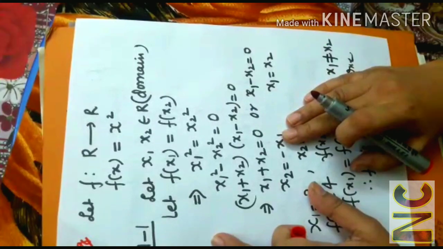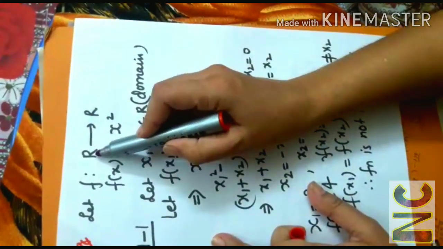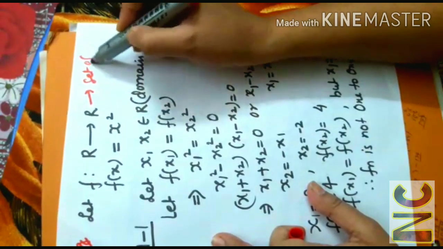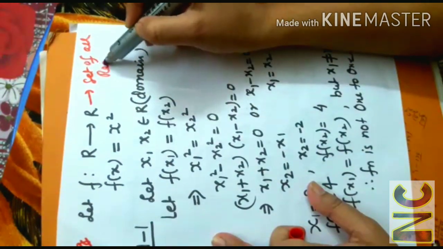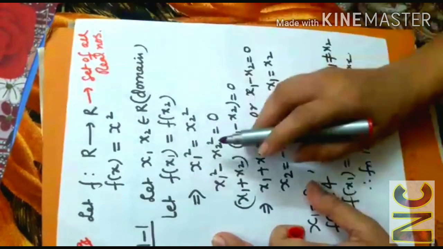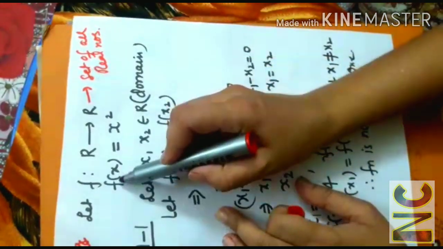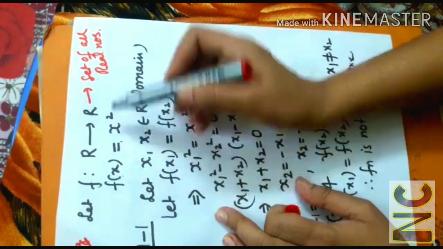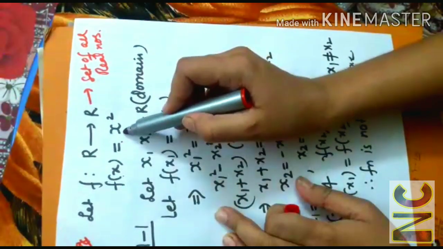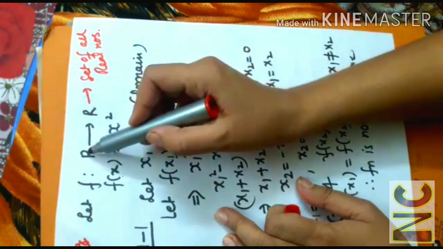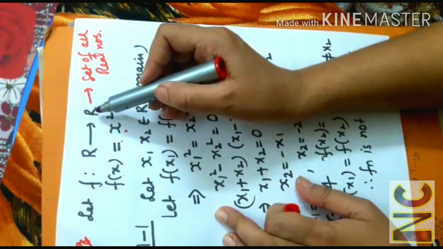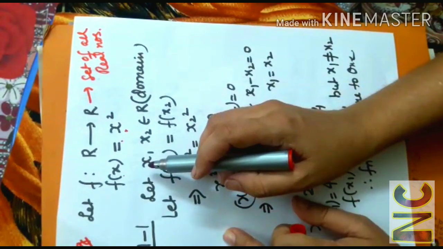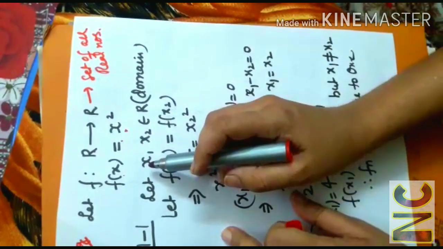Let's take another example. Let f be a function from R to R. Here R is the set of all real numbers. The function is defined by f(x) is equal to x squared. Now look here, the definition of the function is the same, but here the domain and codomain have been changed. So now we will check whether the function is one-to-one or not.